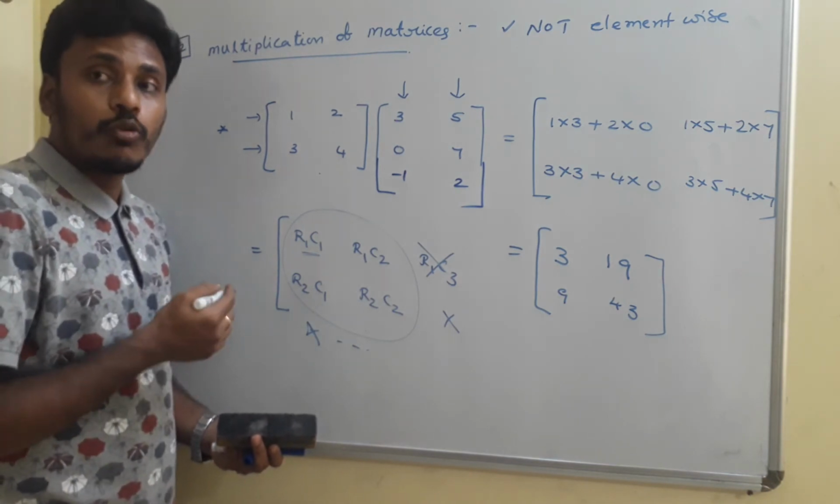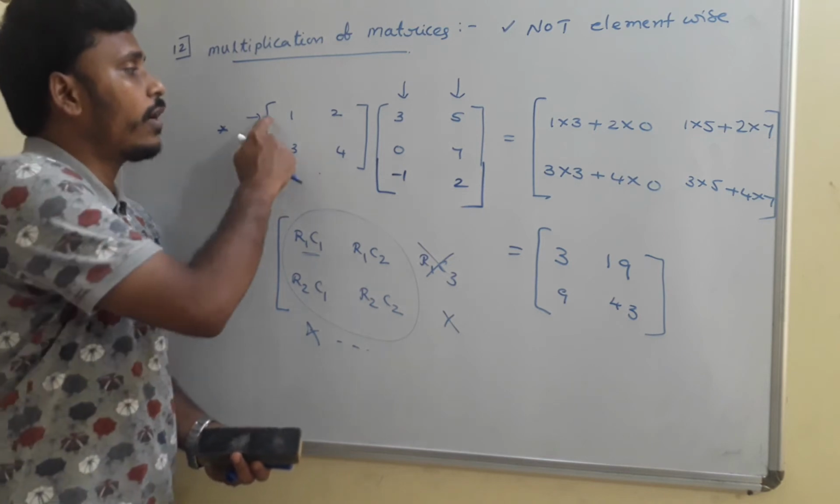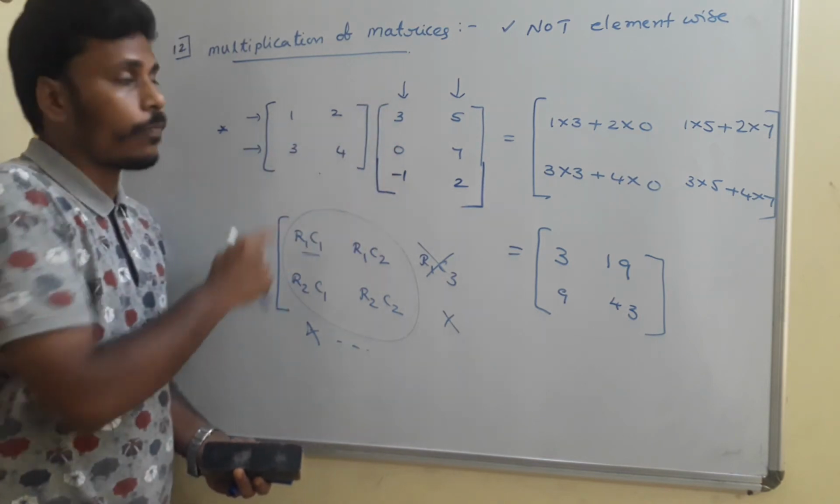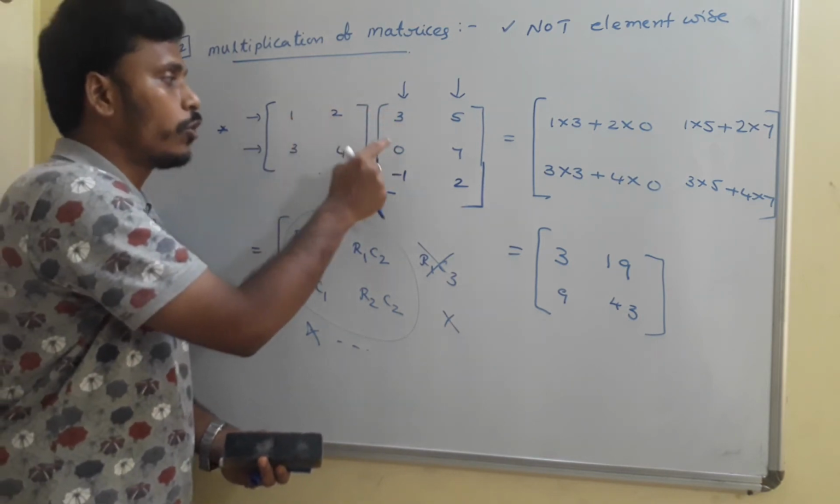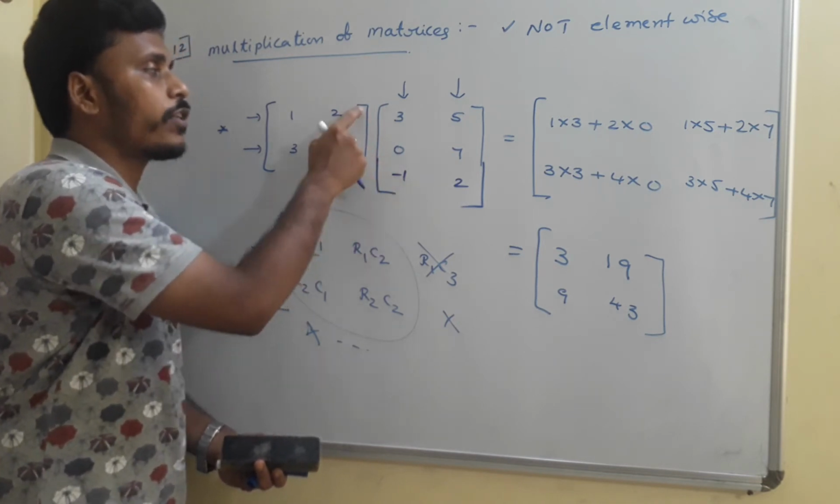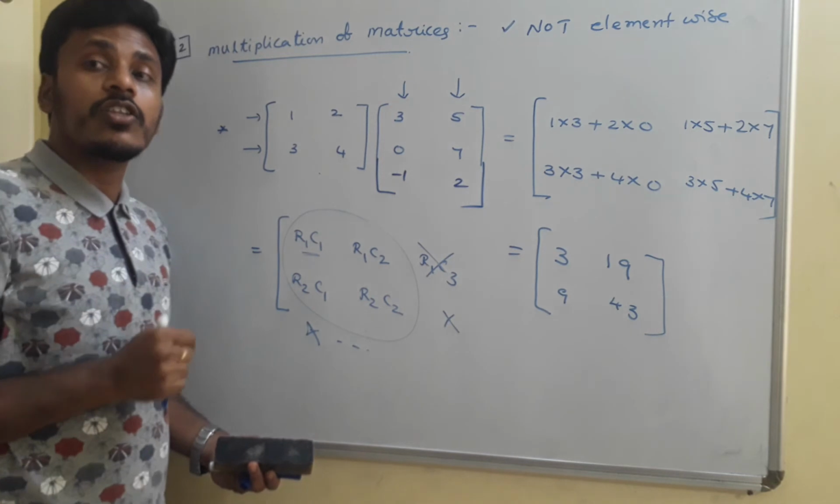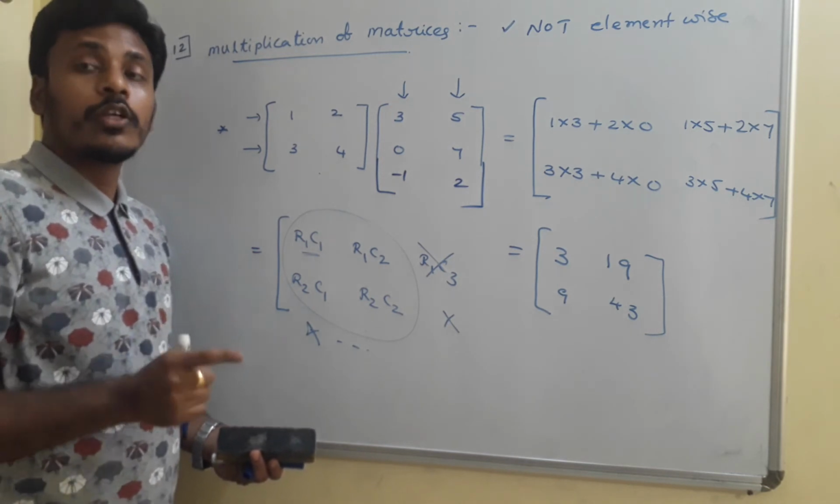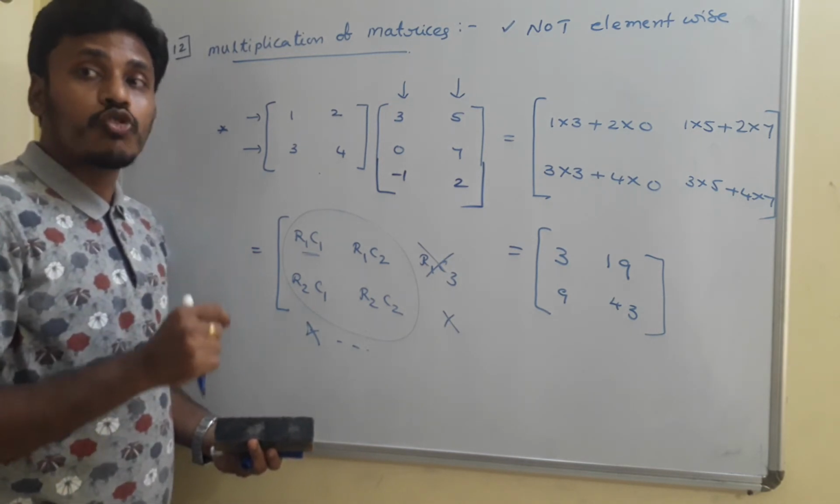multiply? So to multiply, we need to go with the corresponding elements of first row and first column. 1 into 3, 2 into 0, and then there is no corresponding element for this minus 1 in the first matrix. So here multiplication is not possible. Okay, so for that our idea is to multiply.